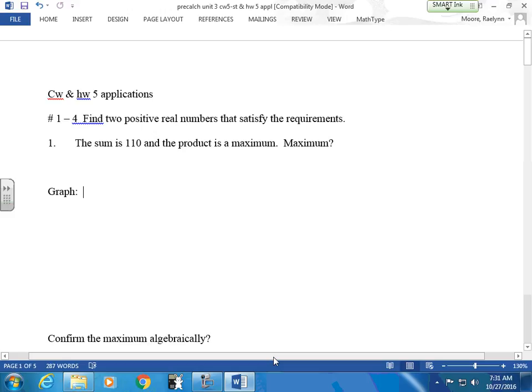Now, if we're looking for a maximum, which way do you think your parabola turns? Down. So our parabola is going to turn down, and we're going to find this maximum up here. So this maximum is this x and y. If we're looking for a minimum, generally it's going to turn and it's going to have a little slant to it. This is a minimum.